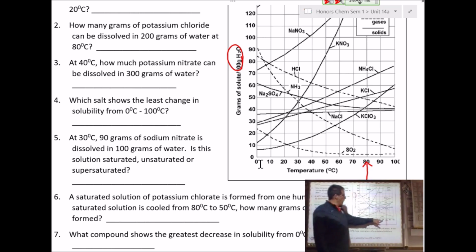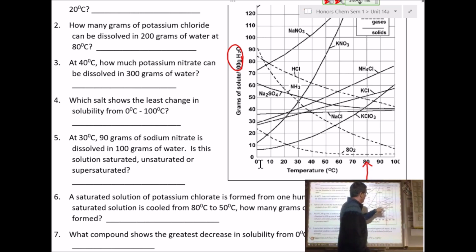So if I come over here and I find my potassium chloride at 80 degrees, it's approximately in that spot right there. Just above 50. What would you guesstimate that to be? 52, 51, somewhere in that ballpark. And this is for every 100 grams of water.